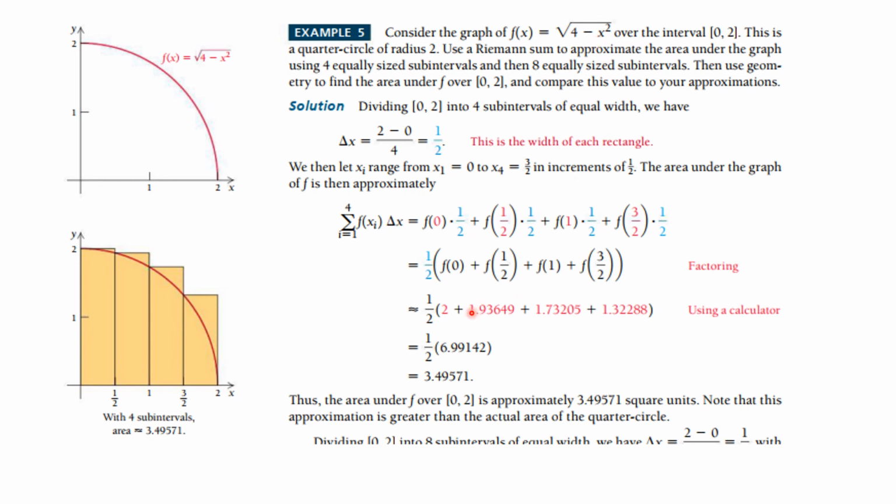Now, in this case, we use a calculator because it's quite a calculation, but this is going to be approximately equal to, because we're using the calculator, 1/2 times 2, plus this number, plus this number, plus this number. Again, we're plugging in here to get our answer. You add them all up and multiply by 1/2, and you get almost 3.5. So the area is approximately this. Notice you can tell from the picture that it was an overestimate. So this approximation is greater than the actual area of the quarter circle.